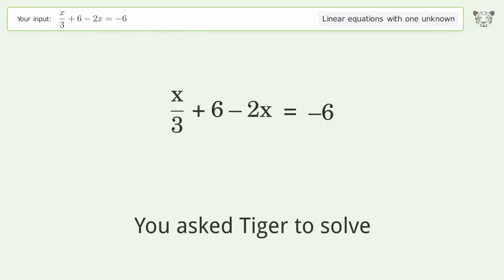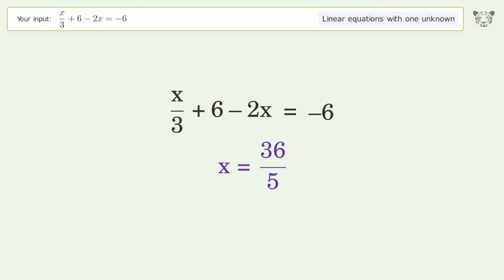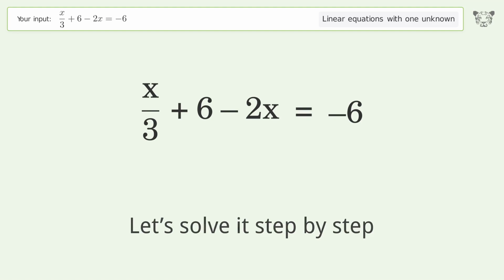You ask Tiger to solve. This deals with linear equations with one unknown. The final result is x equals 36/5. Let's solve it step by step.